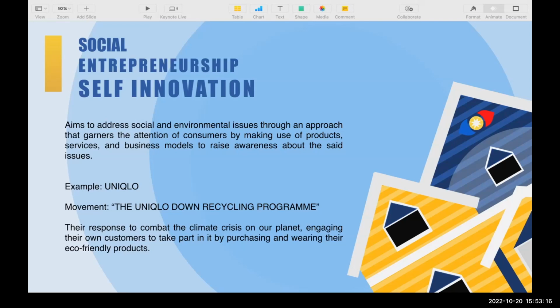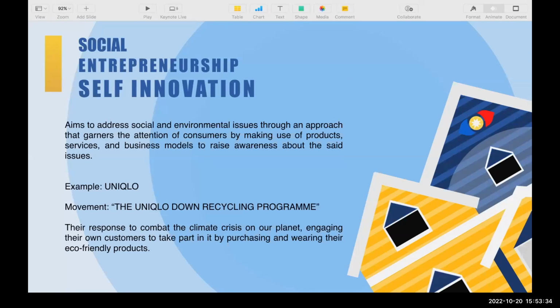Social entrepreneurship or innovation aims to address social and environmental issues through an approach that garners the attention of consumers by making use of products, services, and business models to raise awareness about the said issues. Uniqlo is a retail company that best exemplifies social innovation.